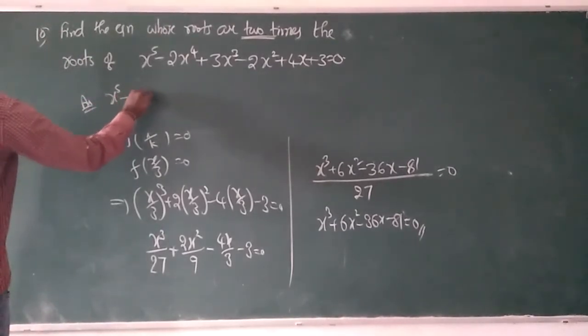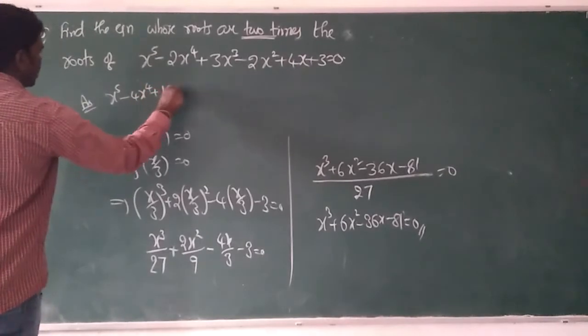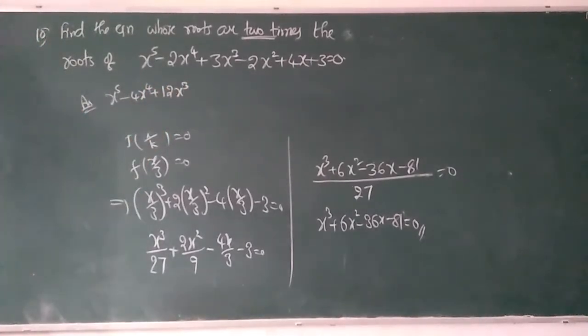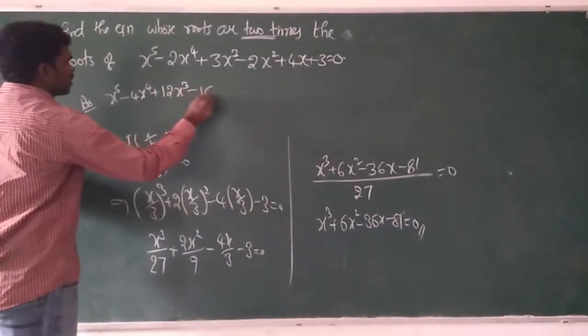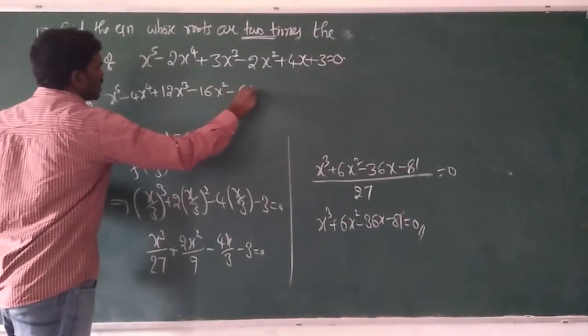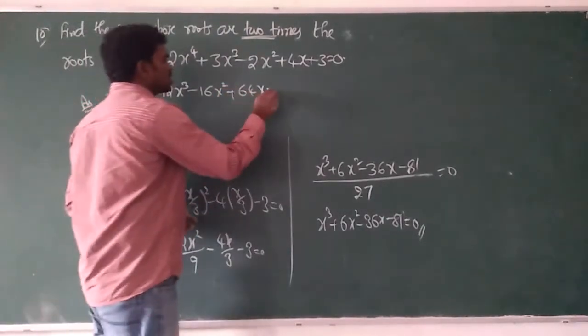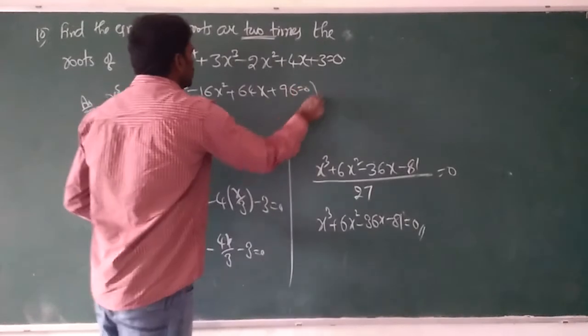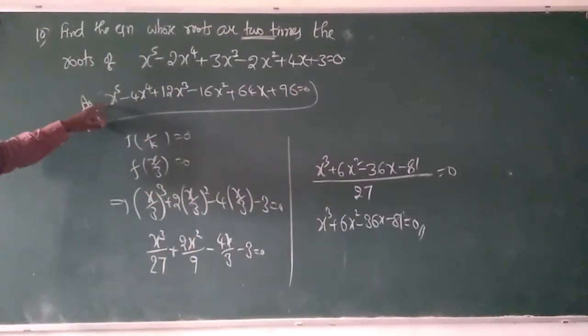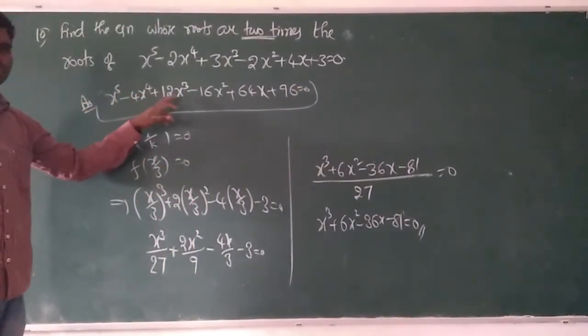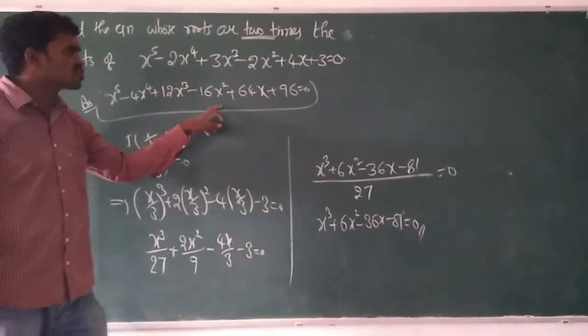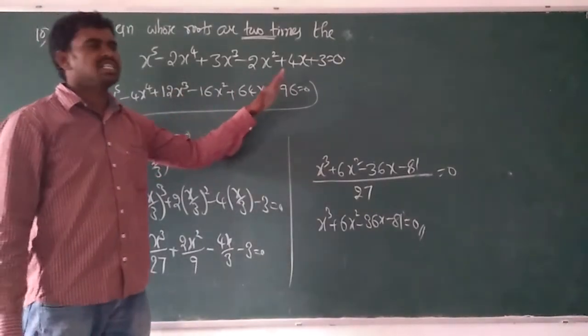minus 4x power 4 plus 12x cube minus 16x square plus 64x plus 96 equal to 0. So this is the answer: x power 5 minus 4x power 4 plus 12x cube minus 16x square plus 64x plus 96 equal to 0.